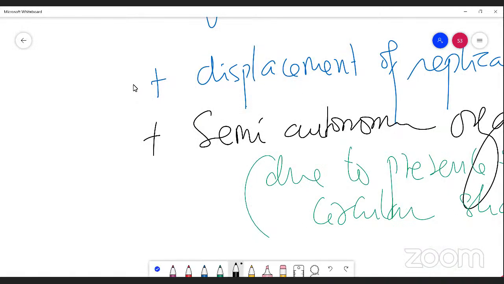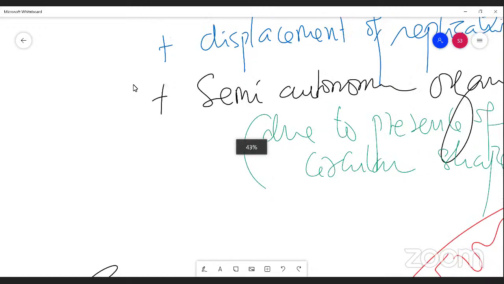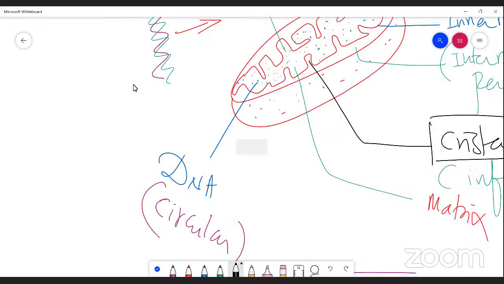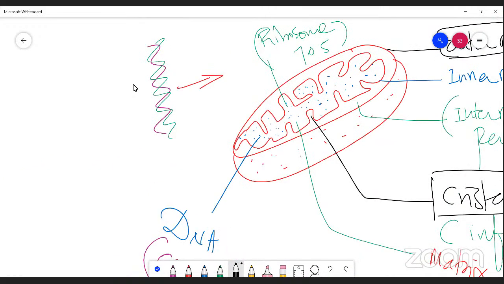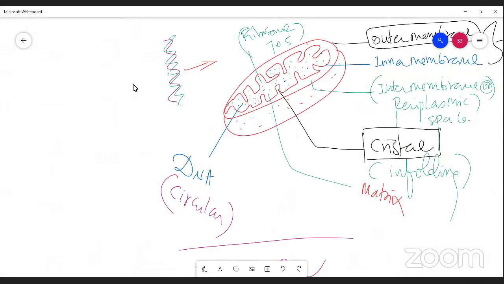One more thing. Why is it known as a semi-autonomous cell organelle? Because of the presence of circular DNA. It also replicates by itself. Circular DNA is found in mitochondria, hence it can replicate by itself, by the DNA displacement model.